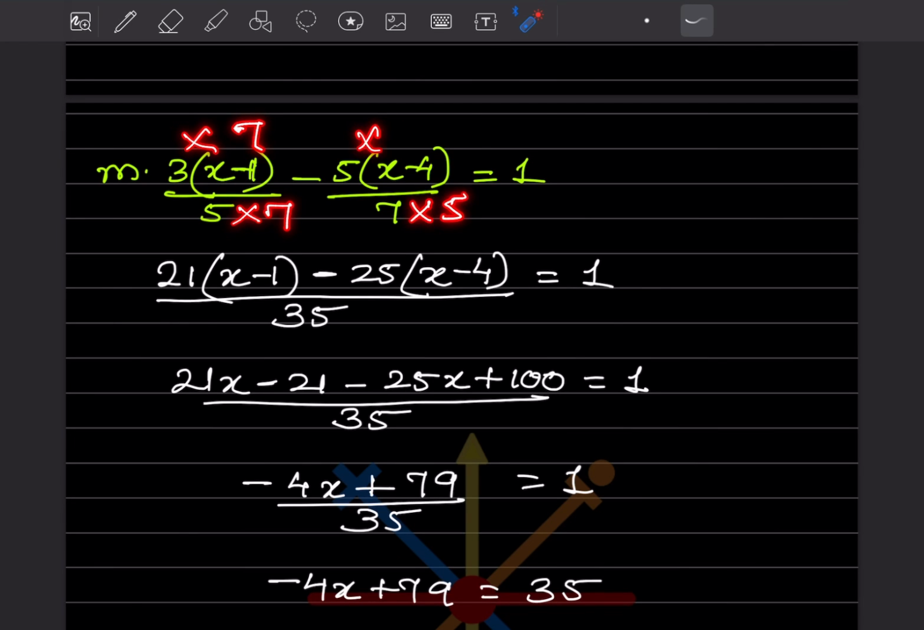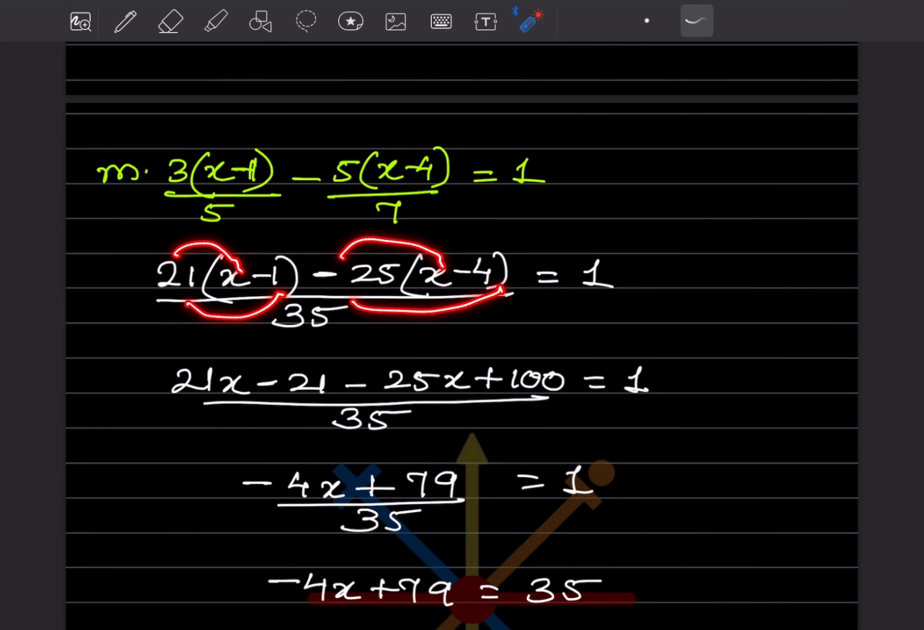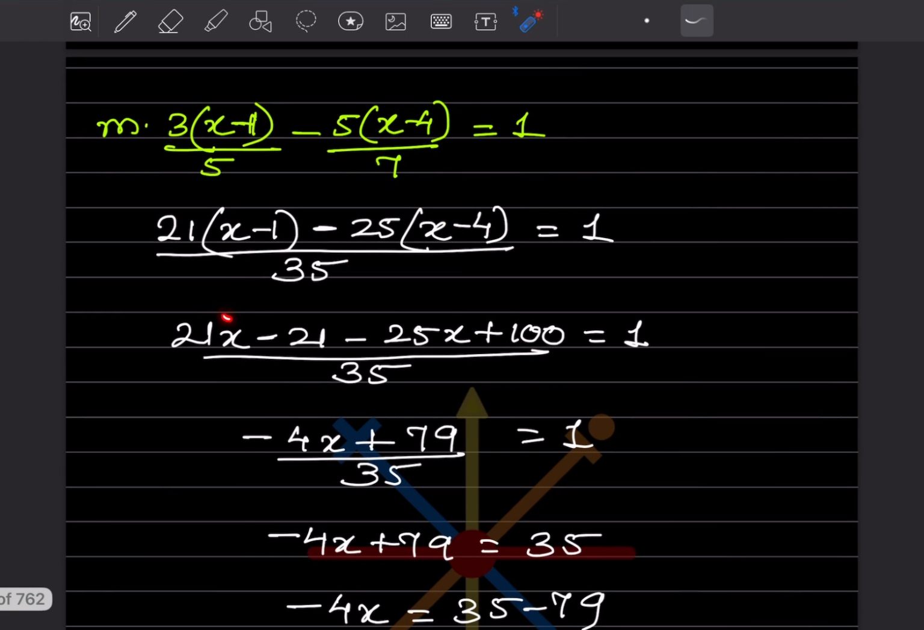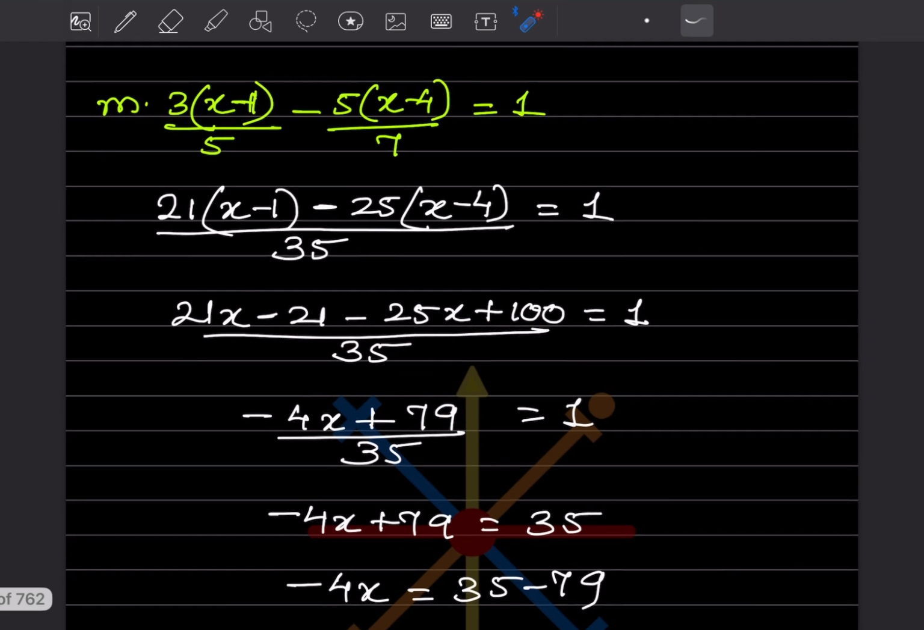So this also by 5. So what you can see here, this 3 is already there. So this should be 21 into x minus 1. And this is going to be 25 into x minus 4 divided by 35 is 1. So 21x minus 21 minus 25x plus 100 by 35 is going to be 1. So here we can see 21x, this was going to be minus 4x, and this we can see plus 79 divided by 35 is 1.